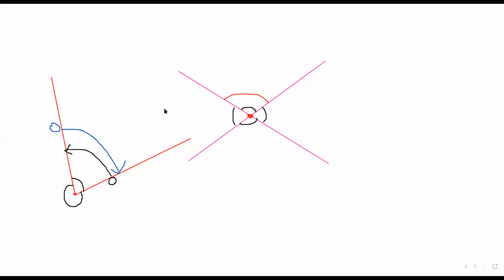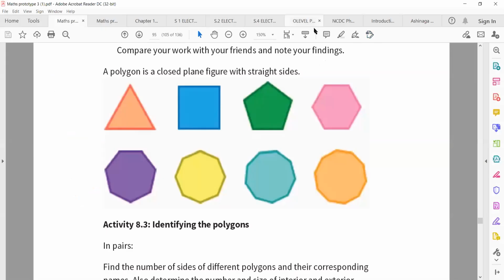Yes, so we are looking at the polygons, and we know that a polygon is a closed figure with straight sides. And on your screen, you notice we have the different polygons. I request some of the girls to name for us those polygons. Okay, Abigail. The first one is a triangle. Okay, yes. Hannah. The second is a square.